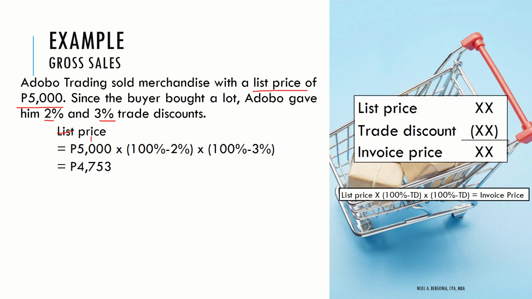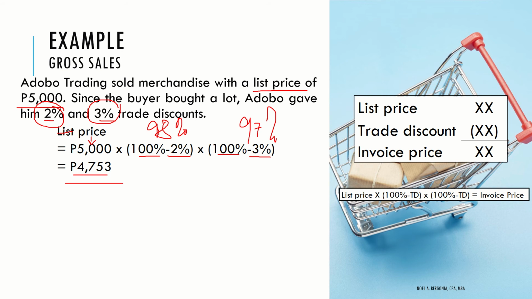5,000, which is our list price, okay? Multiplied mo doon sa 100% minus the first trade discounts natin, okay, which is 2%, so 98% bali yan. Okay, then we multiplied again by 100% minus the second trade discount na 3%. Okay, so that would be 97%. So if you multiplied that, then our invoice price right now is 4,753. Okay, so any question po?